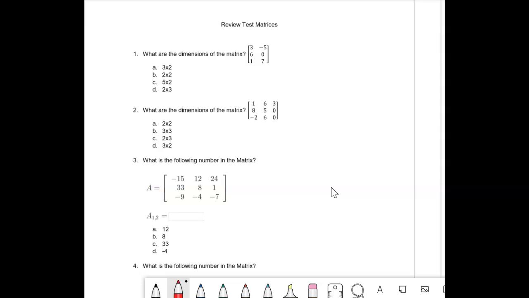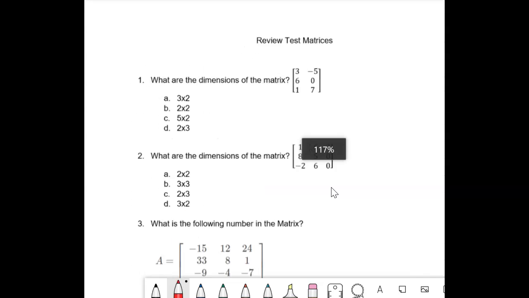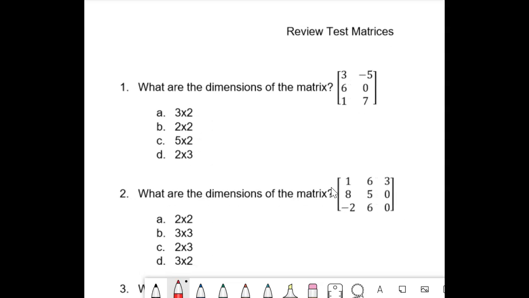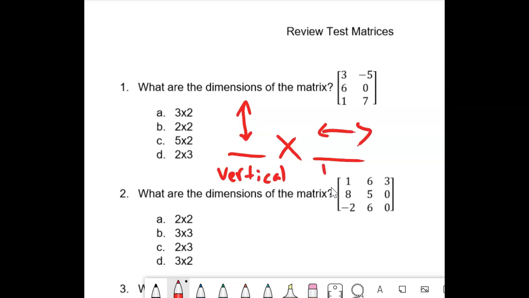So again, if you did the review for the quiz and then you took the quiz, this is all going to be very familiar. So let's do this real quick. What are the dimensions of the matrix here? So remember, whenever you're doing the dimensions, it's a number by a number. It's the up and down, vertical, over the left and right, horizontal.